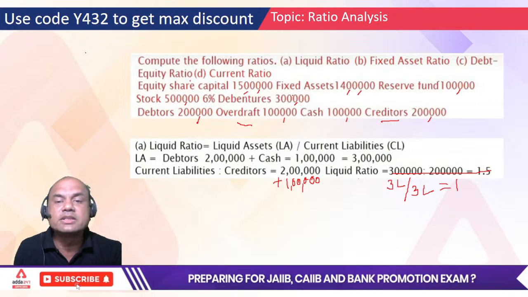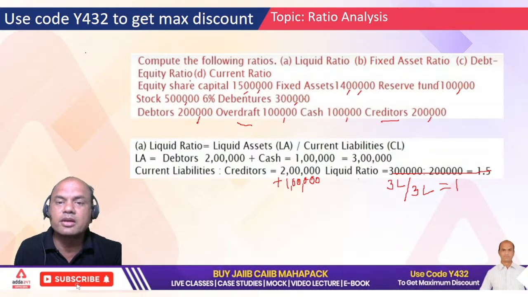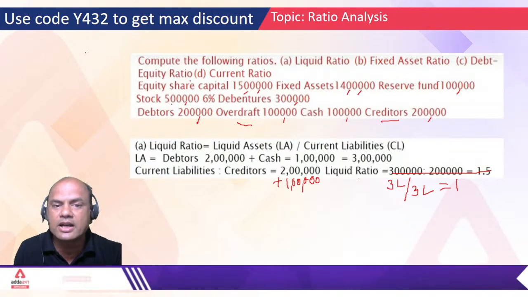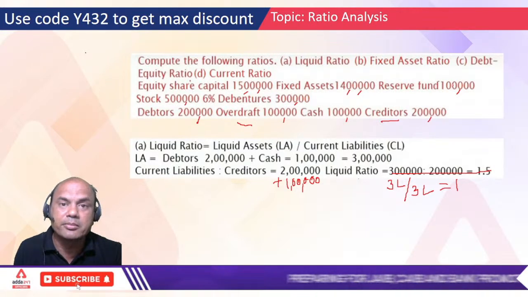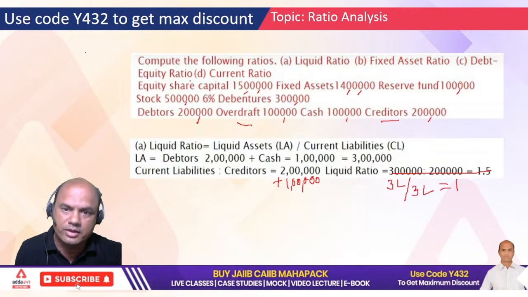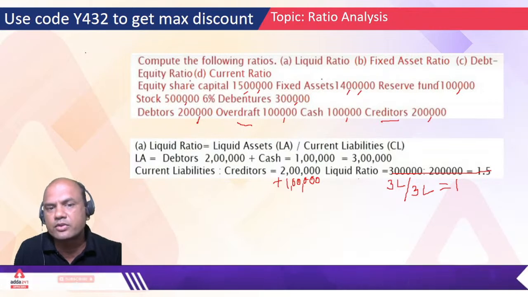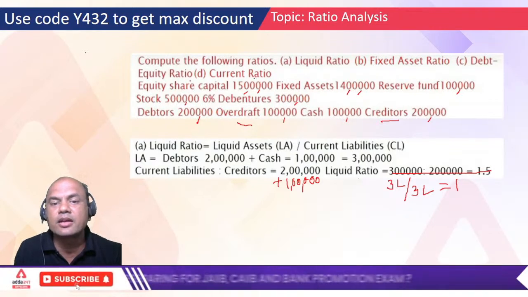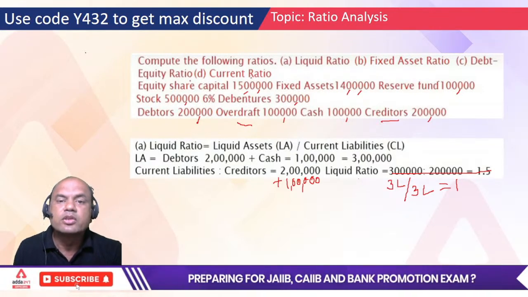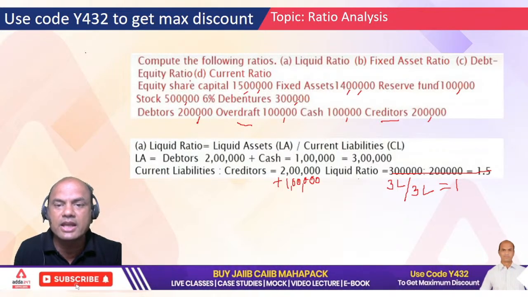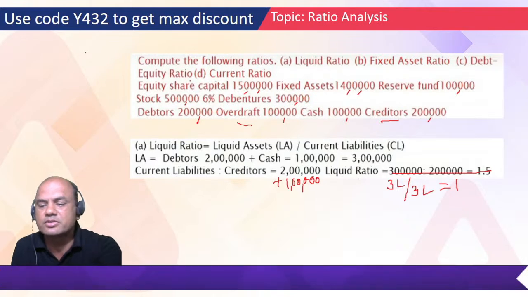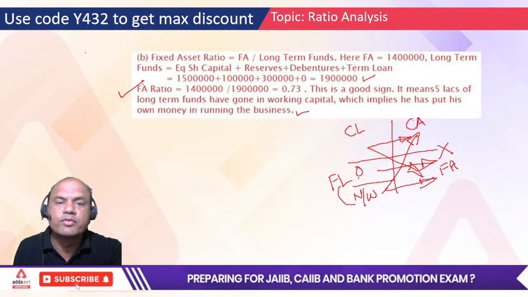Then debentures, yeah, this is a long term liability, right? Then stock means this is the current asset again. Reserve fund, yes, long term liability, inside one for the owner. Fixed asset, that is 14 lakhs. Equity share capital, that is again a long term liability. So what are the long term liabilities now? 15 plus 1 plus 3, 15 plus 1 is 16, plus 3 is 19.